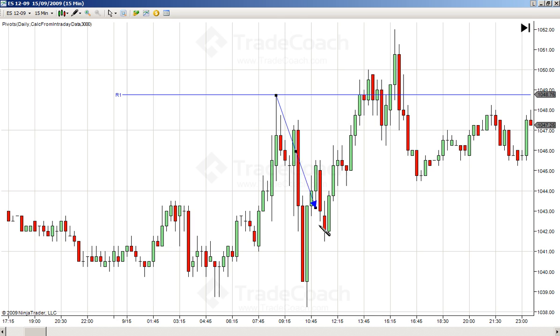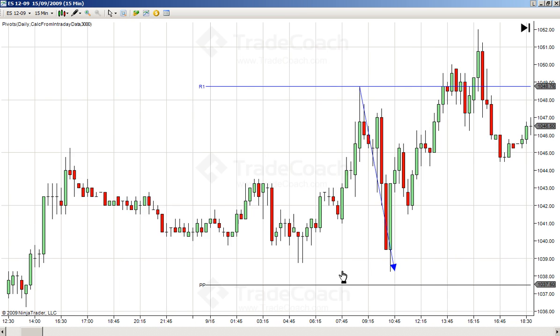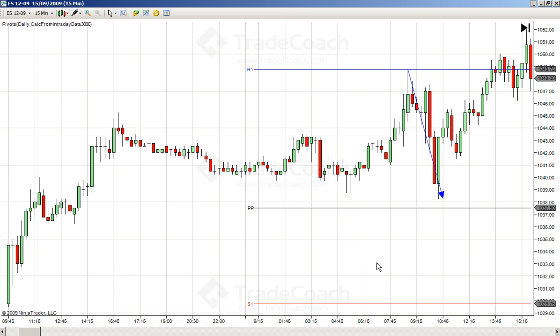Okay, look at this bounce. Wow. That's a 10-point bounce. That's really nice. When did it happen? Just on the market open.